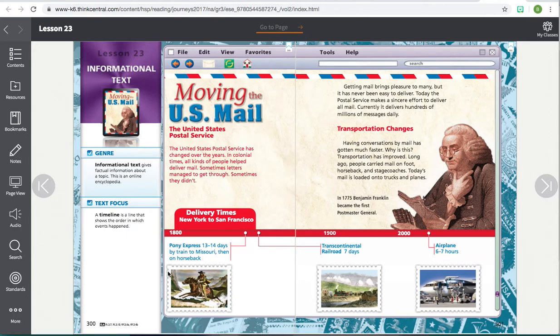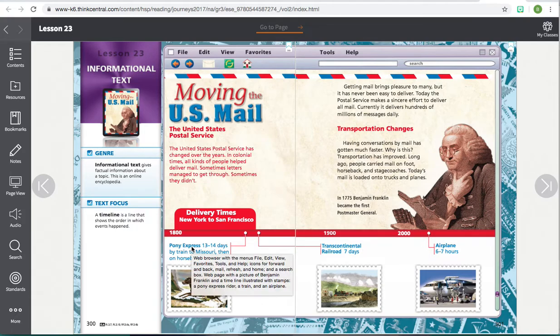Let's take a look at this timeline at the bottom. Delivery times from New York to San Francisco. All right, so we're looking at the time period from 1800 to present day in the 2000s. Here we go.